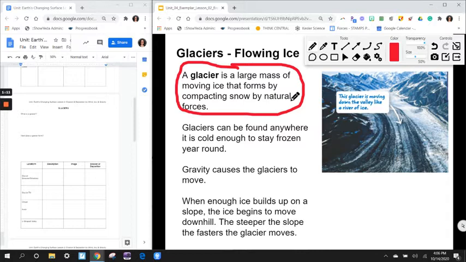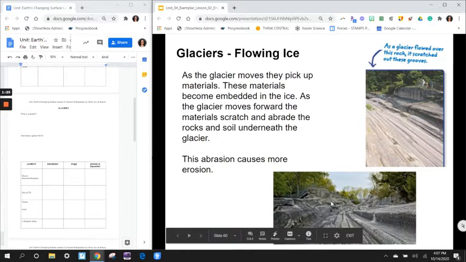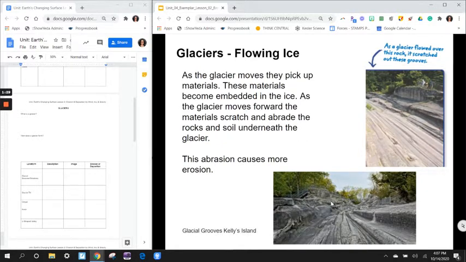Gravity is what causes glaciers to move. When enough ice builds up on a slope, the ice begins to move downhill. The steeper the slope, the faster the glacier moves. As the glacier moves, they pick up materials. These materials become embedded in the ice. As the glacier moves forward, the materials scratch and abrade the rocks and soil underneath the glacier.